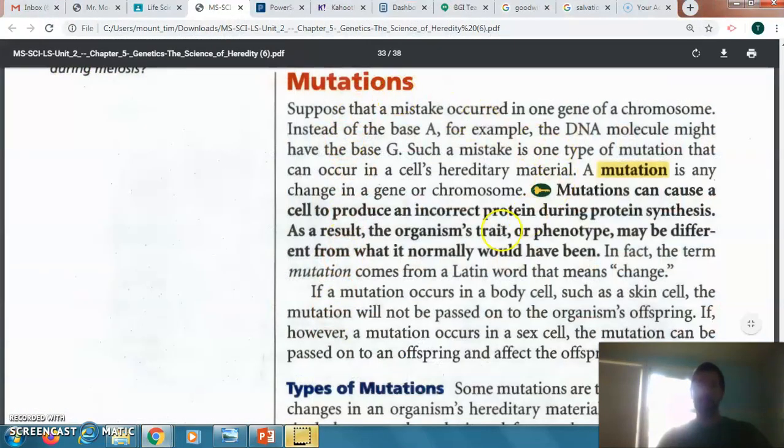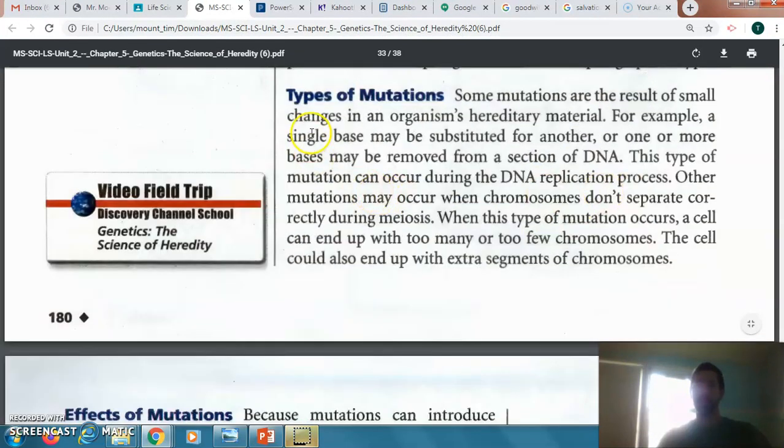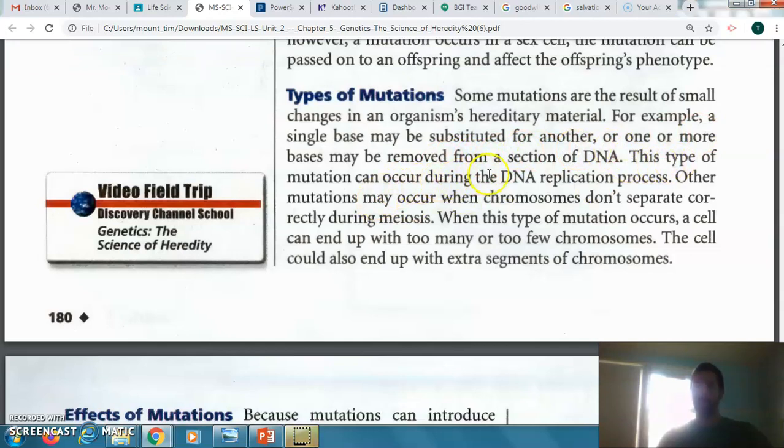So the mutations occur down here. Let me show you. Some mutations are a result of a small change in an organism's hereditary material. For example, a single base may be substituted for another, or one or more bases may be removed from a section of DNA. This type of mutation can occur during the process of DNA replication.